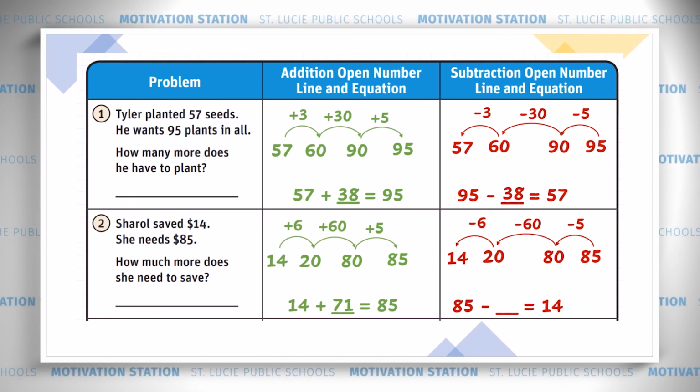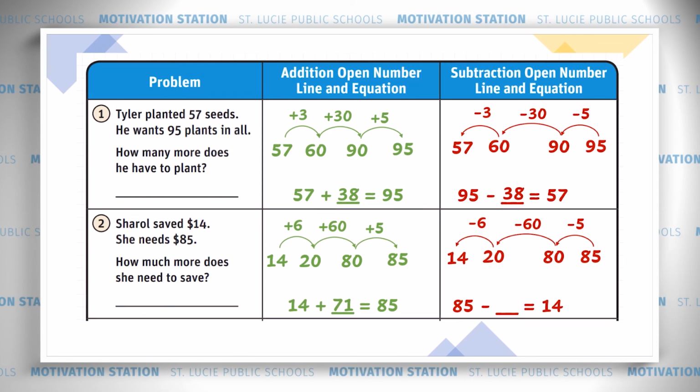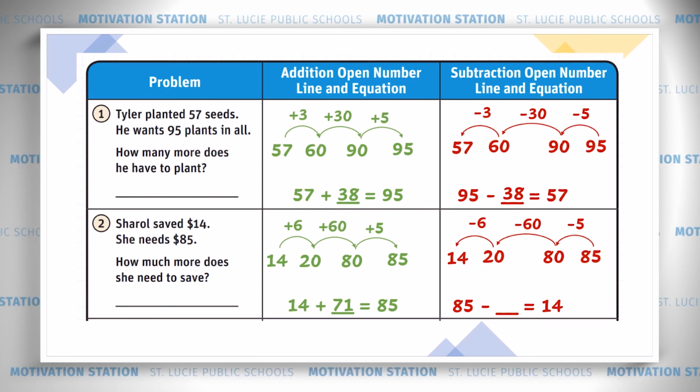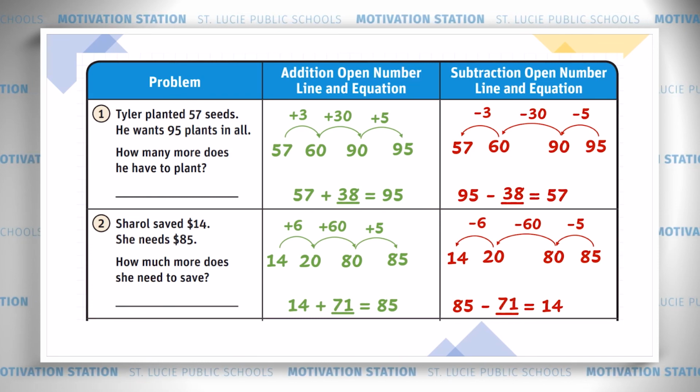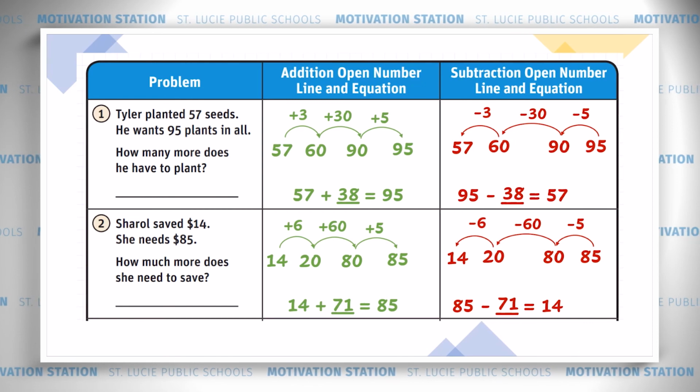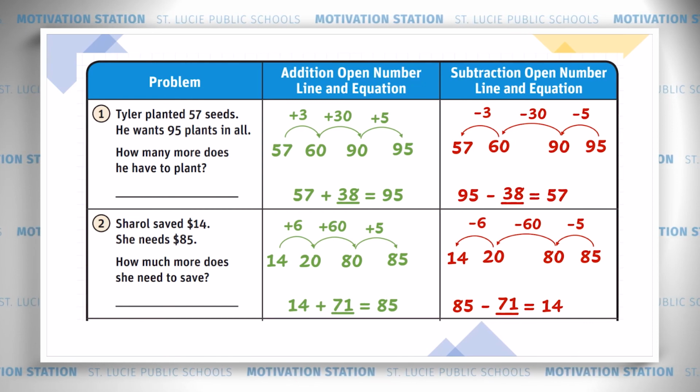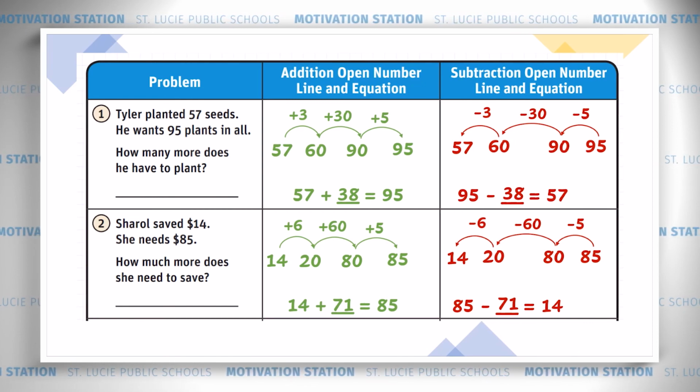And then I just need to total again. 6 and 5 is 11, and 11 and 60 is 71. Make sure you have all of that written down so that you are ready to do numbers 3 and 4 on your own.